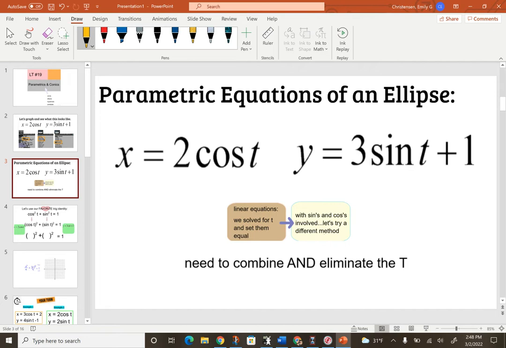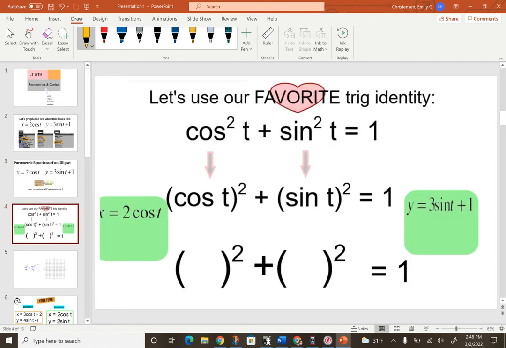But with the sines and cosines, we'll have to involve something a little different in order to combine and eliminate the t. And that method is our favorite trig identity, the best math love story ever, cosine squared plus sine squared. Okay, so I'm going to rewrite it quick with the squared on the outside because I can get cosine of t by itself. I can get rid of this 2 by just dividing. So cosine of t is equal to x over 2. So that can be substituted out. Instead of having cosine of t, I can substitute in x over 2.